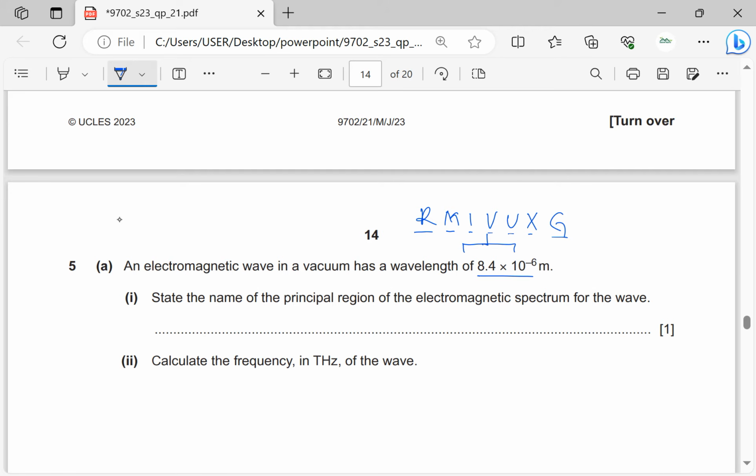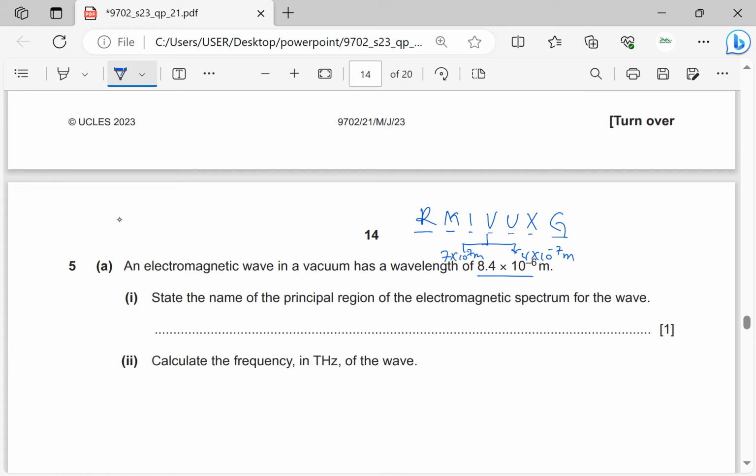We know that on the side of infrared there is red. Red is 7 times 10 power negative 7 in meters. On the side of ultraviolet there is violet, and violet is 4 times 10 power negative 7 in meters. So on which side is 8.4 times 10 power minus 6? This is on the left hand side of red, on the left hand side of the visible spectrum.